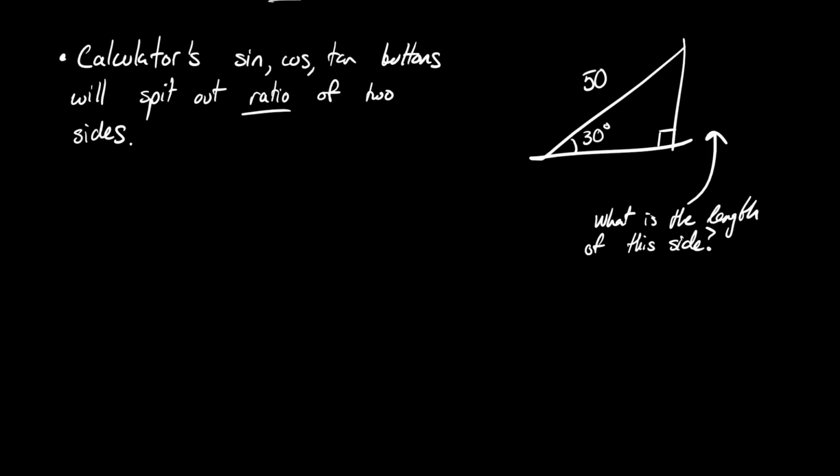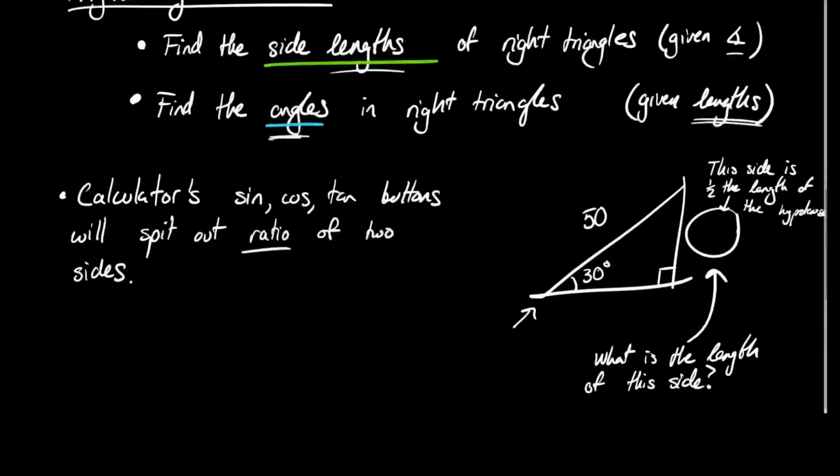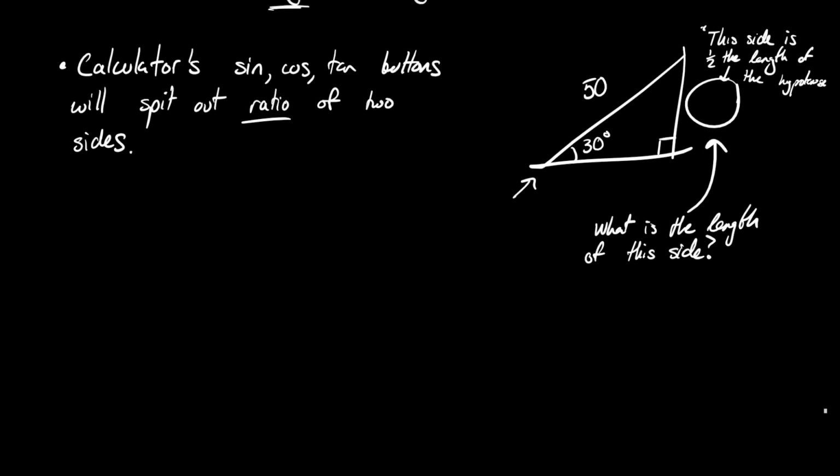Okay, so let's imagine that I were to tell you the information about this triangle. Let's imagine that I just told you out of the blue. I'm not going to tell you how I got it. It turns out I'll get it from my calculator, but I'm not going to tell you how. Let's say I just told you this side is half the length of the hypotenuse.